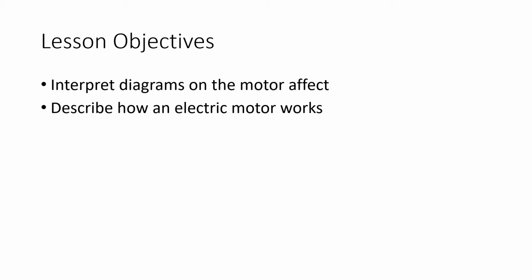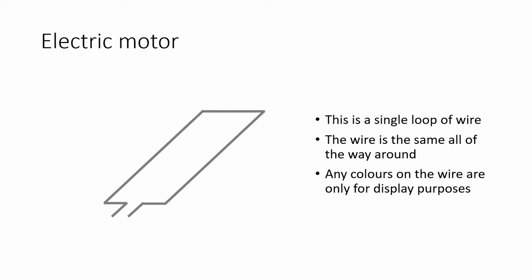What we're going to look at is interpreting diagrams on the motor effect, which you've already just started on, and we're also going to look at how electric motors work. So to start with, before you go any further, it's important to note that what we're looking at in the picture is a diagram to show a single loop of wire. It is just one single wire that has been bent into a particular shape.